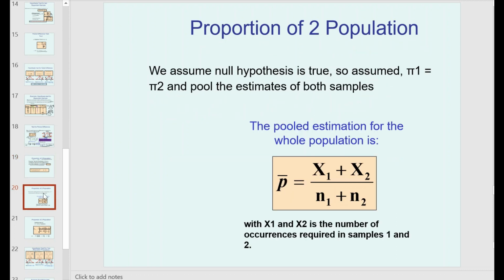So we assume the null hypothesis is true. We assume that pi 1 equals pi 2 and pool the estimates of both samples. The pooled estimation for the whole population of these two populations is P bar equals x1 plus x2 over n1 plus n2, for population 1 and population 2. So what are x1 and x2? They are the number of occurrences required in sample 1 and sample 2.